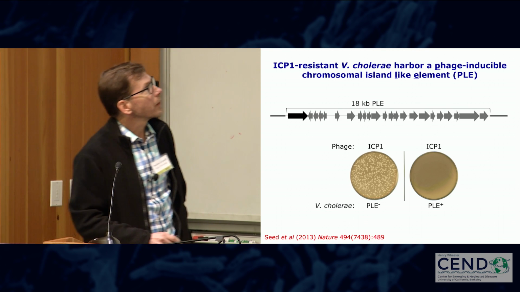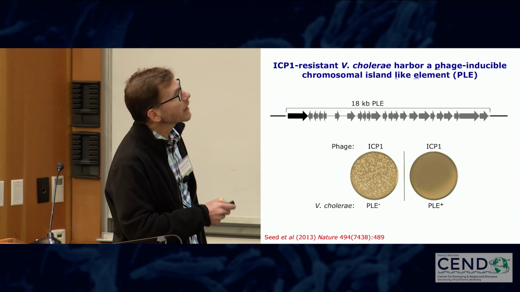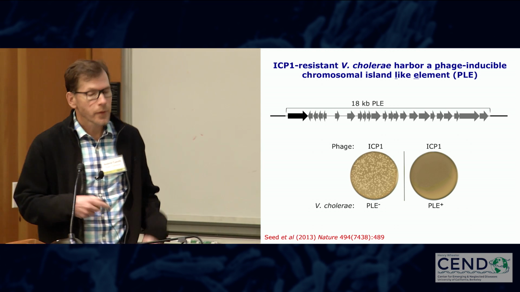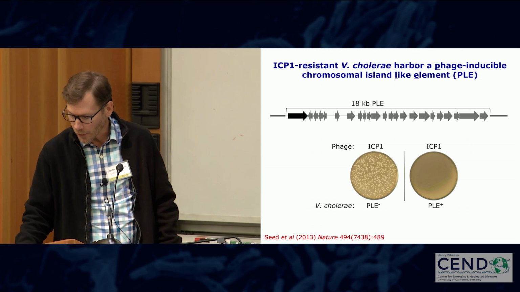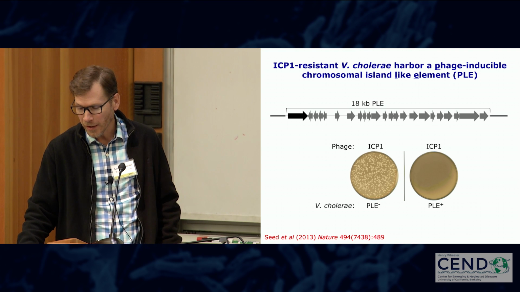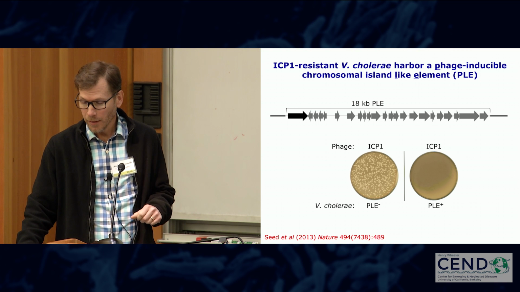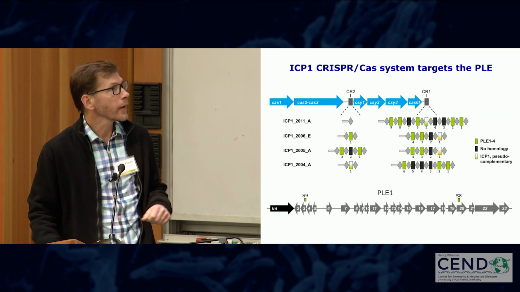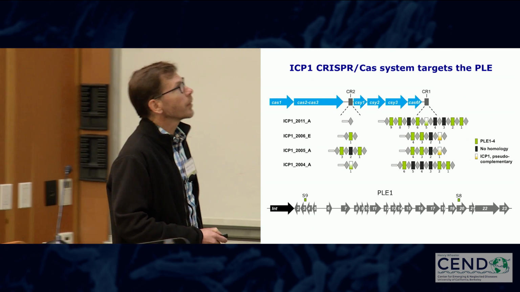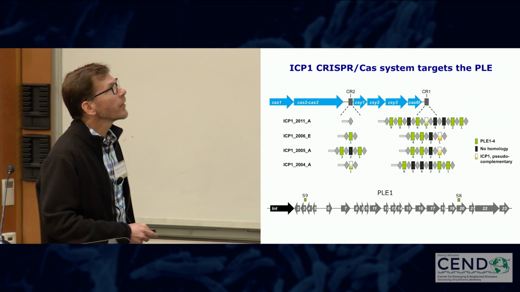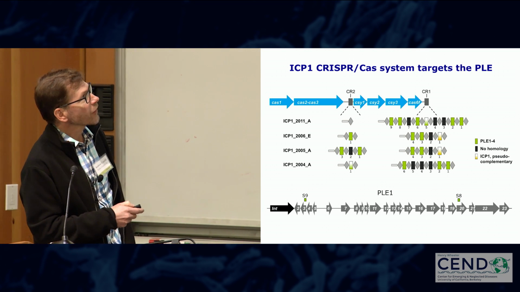So Kim just gave a great talk on the PLE, so I won't go into this, but there is an arms race going on here, and so Vibrio has this defense mechanism against ICP1, and yet ICP1 is omnipresent in Bangladesh and probably in other areas. And as Kim talked about, the phage can overcome this with this CRISPR-Cas system.